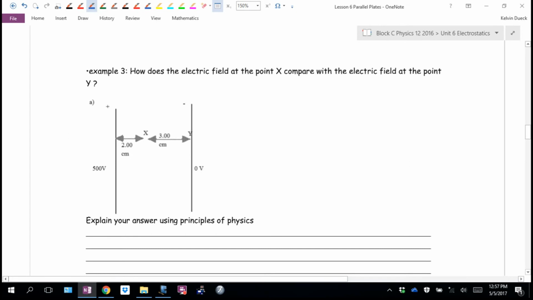Okay. How does the electric field at the point X compare with the electric field at the point Y? Well, I think the first thing I'm going to do is I'm going to put a dot at the point X right there. I'm going to put a dot at the point Y right there. How does the electric field of those two locations compare? This is the theme so far of what we've been talking about. What's so nice about parallel plates? The electric field between them is what? Constant. So the electric field at location X and the electric field at location Y are the same.